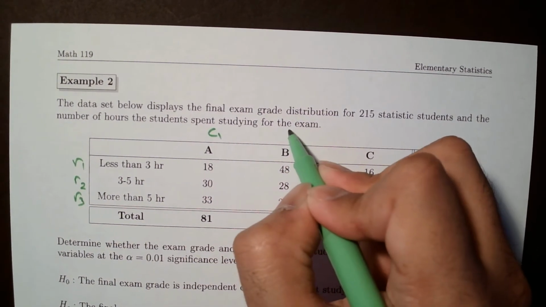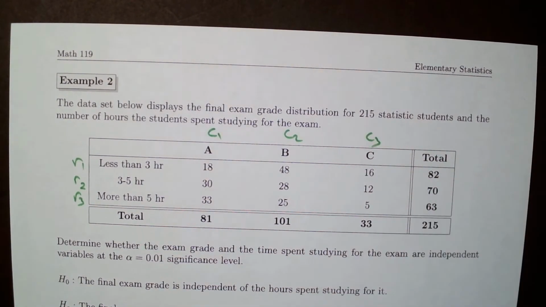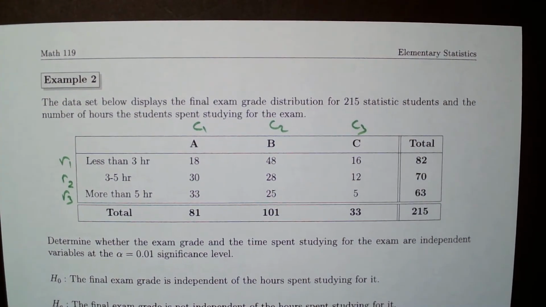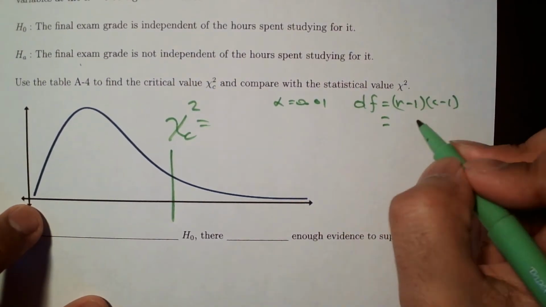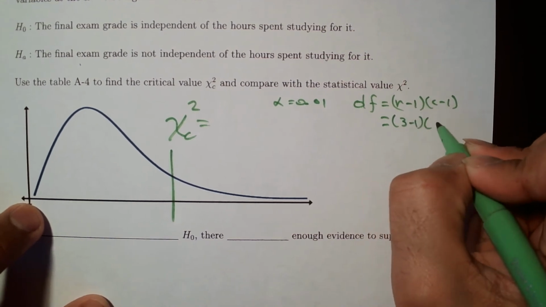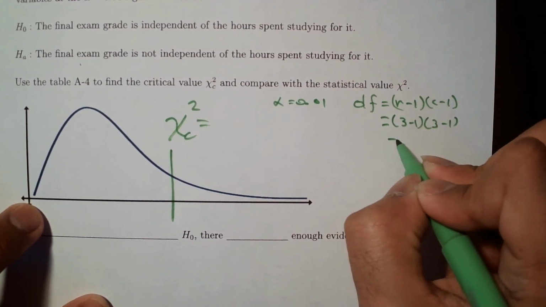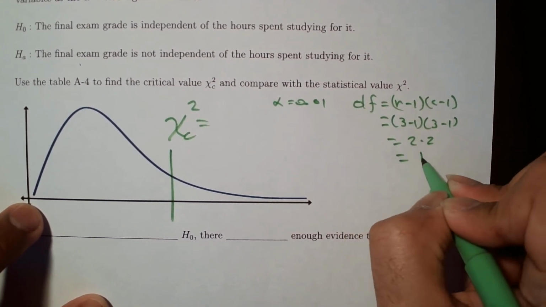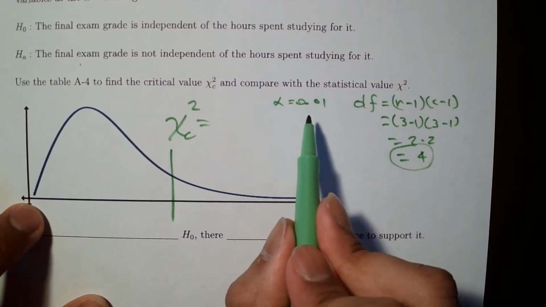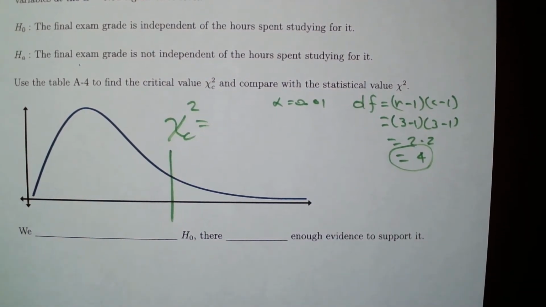Number of columns: column 1, column 2, and column 3. We have 3 columns. So 3 minus 1, 3 minus 1. So 3 minus 1 is 2. 2 times 2 equals 4. So 4 degrees of freedom, alpha 0.01. So let's get to the table.